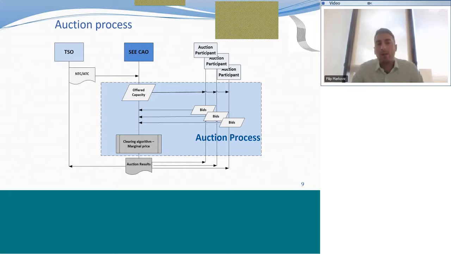After SEE CAO receives NTC values, there are also some simple calculations that we perform to calculate offered capacities and offer them to traders on auction. During the bidding periods, auction participants submit their bids to our auction tool, and upon the gate closure, the clearing algorithm evaluates all the bids and calculates the marginal price. Of course, at the end of the process, auction results are distributed to all parties, TSOs and auction participants.